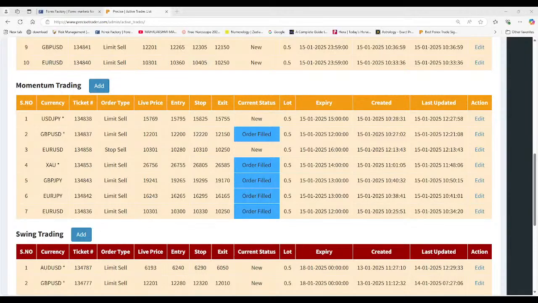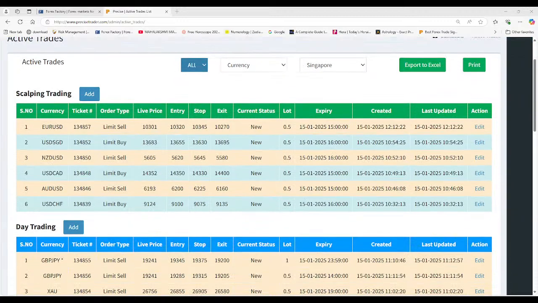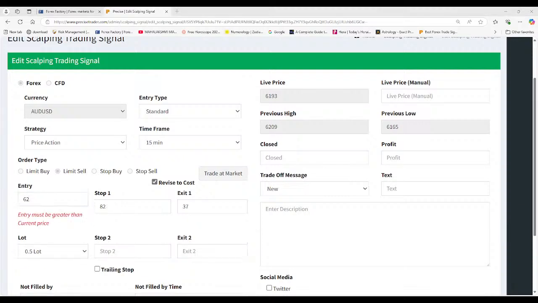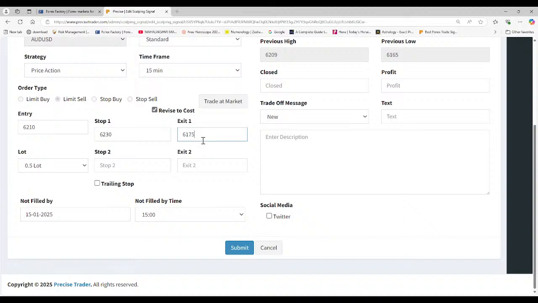Okay, let's see what signal we have given. Okay, we have put a sell order at 62 and exit at 61.60. Okay, I think it's quite close, and I don't think I want to go for this. Maybe we would want to sell at 62.10, 62.30 and 61.75, because my TP is wrong on that side, so I've raised it by another 10 pips.